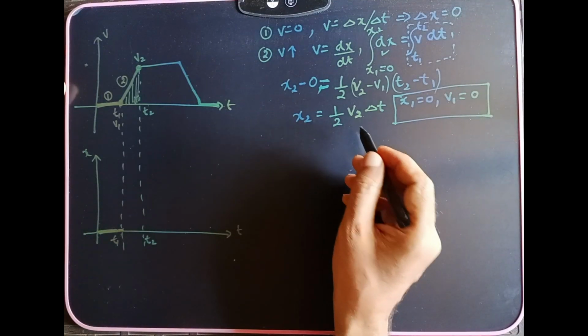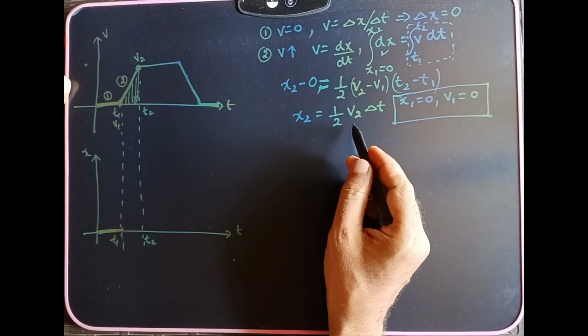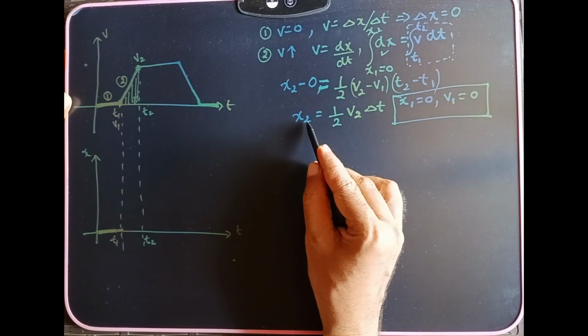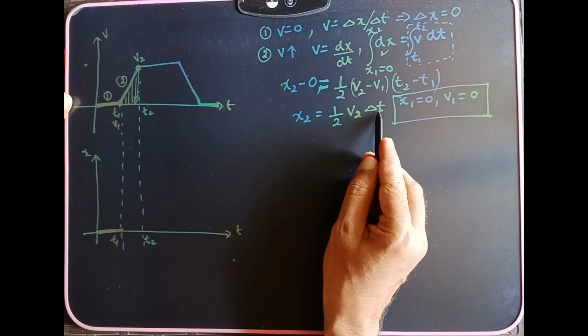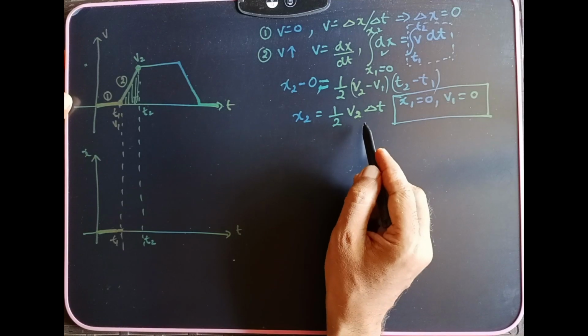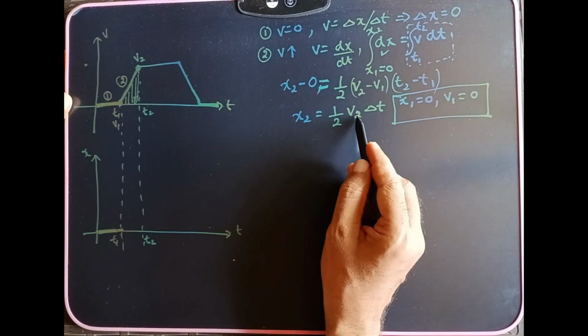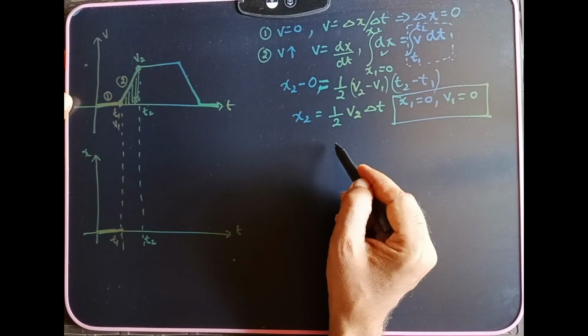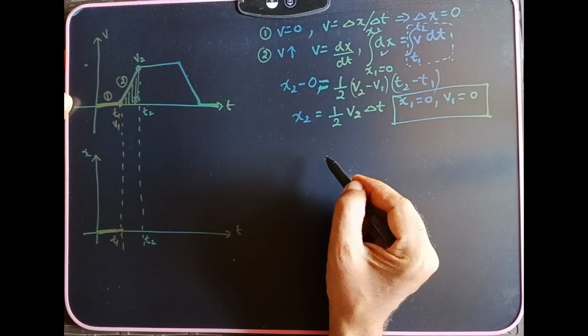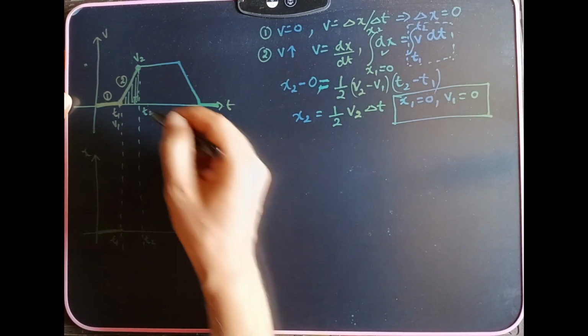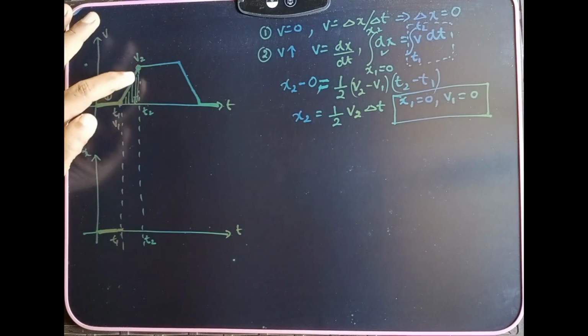So now that we have got this, we know here that x2 is varying as a result of product of v2 and change in time. But we got here that x2 is half of v2 delta t. This is for this entire triangle.